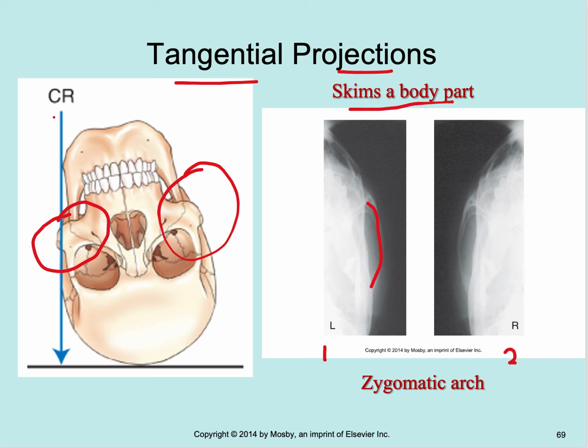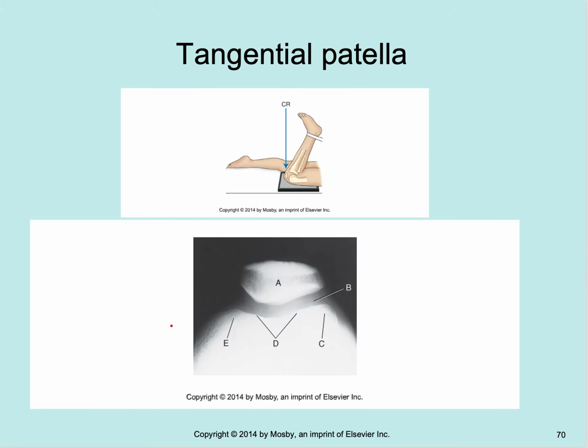And you could technically say that this is a tangential projection that is entering inferior and exiting superior. So you could say tangential, inferior, superior. You can also say that this is the anterior portion. This is the posterior portion. So it is an AP, anterior posterior projection, inferior, superior, but most importantly, it is tangential because it is skimming this body part and making that image.